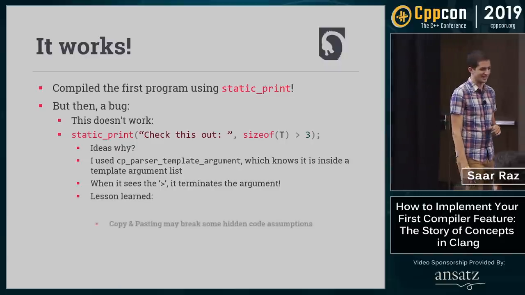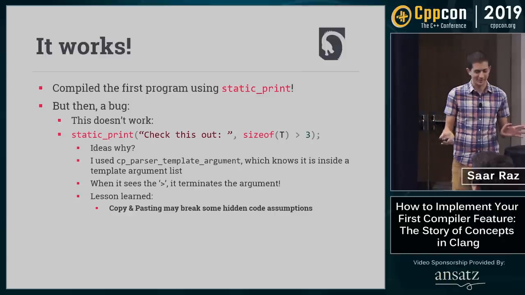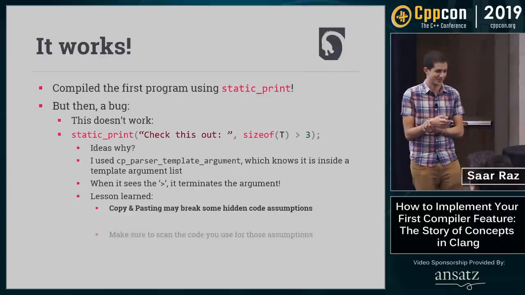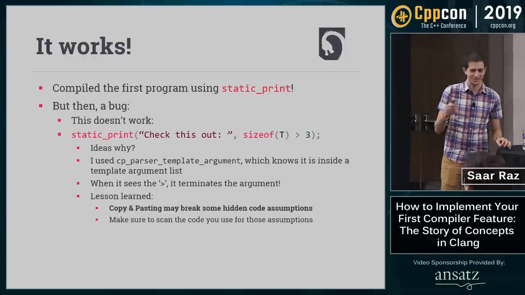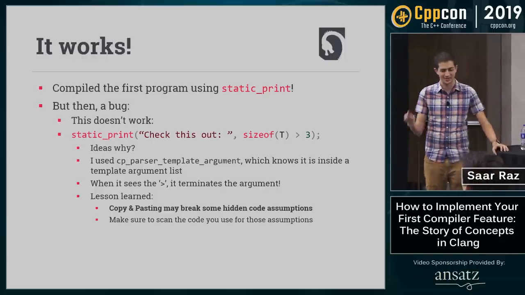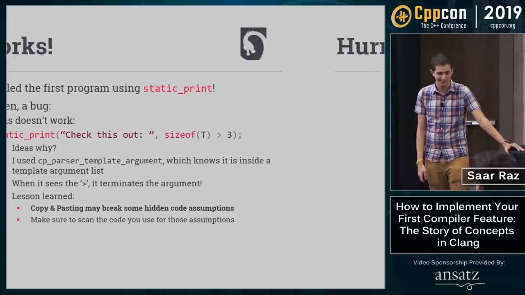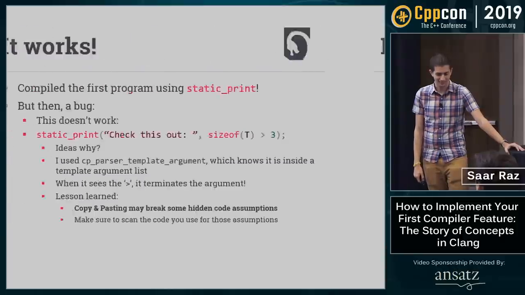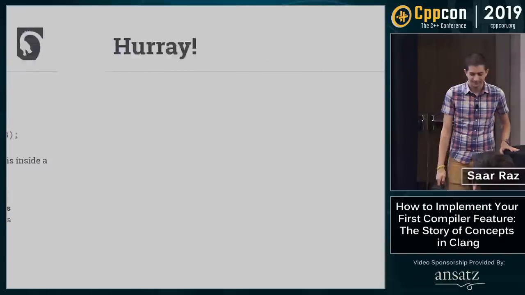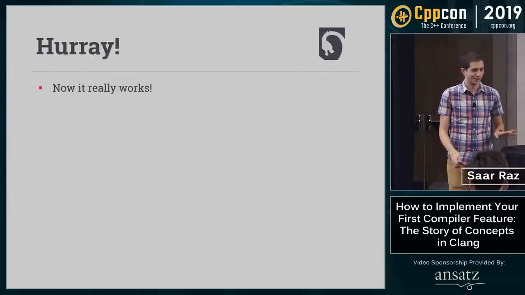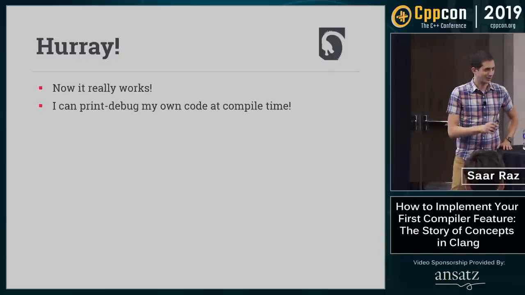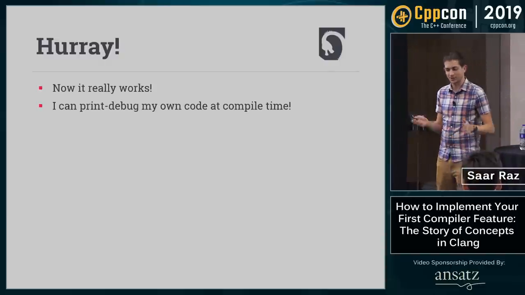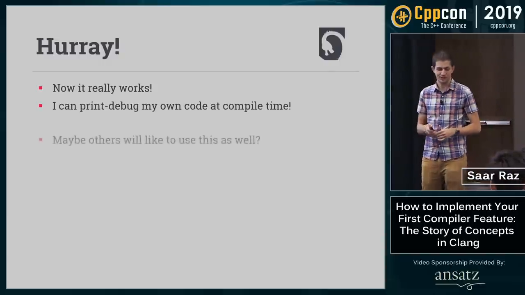The lesson learned here is that copying and pasting may break some hidden code assumptions. So when you use some functions you see somewhere, try to at least figure out whether there are these hidden assumptions in the code and try to adjust for that somehow. And OK, now it really worked. I modified CP parser template argument, a very hacky solution. But now it really does work. And I could print debug my own code at compile time, which is pretty cool.